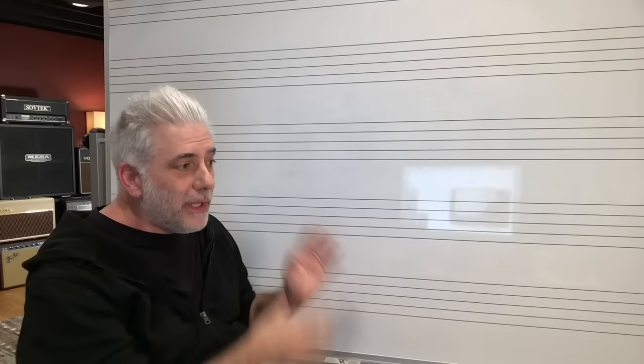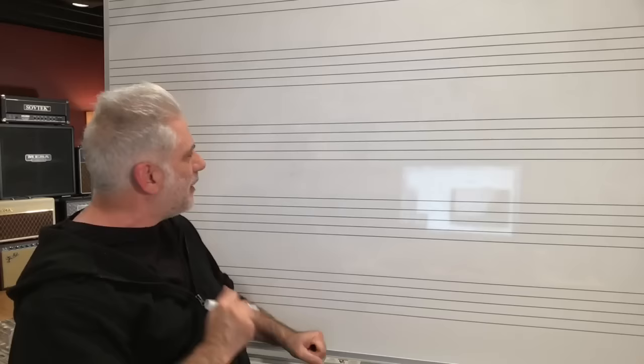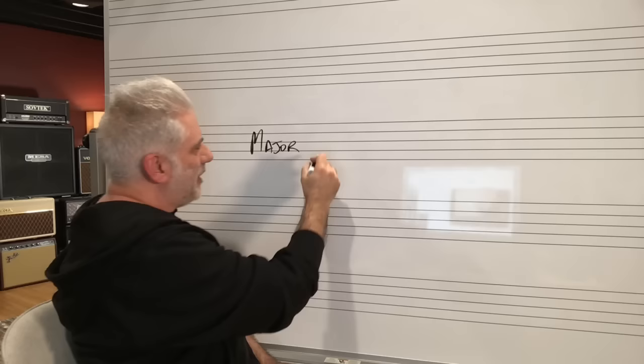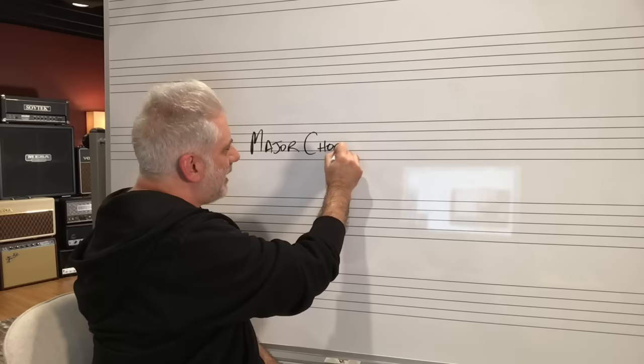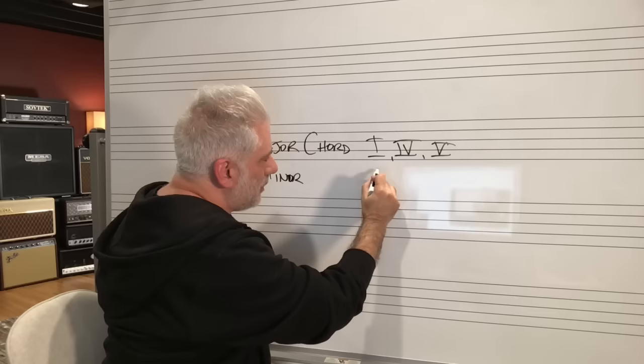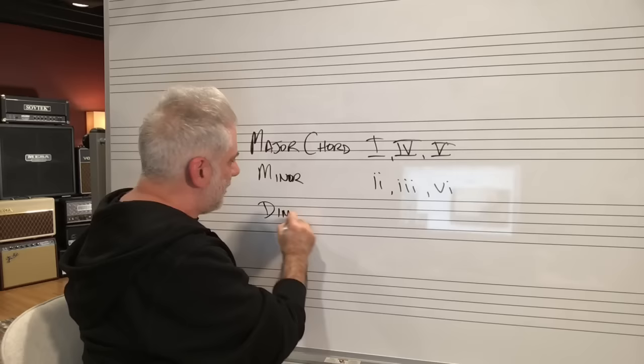My first guitar lesson ever, my teacher Glenn wrote a little chart like this. He said, major chords in a key are 1, 4, and 5. I still have it in the old Ernie Ball book. Minor are 2, 3, and 6, and then diminished is 7. And you put a little box around it there.